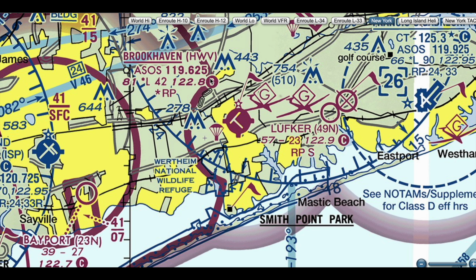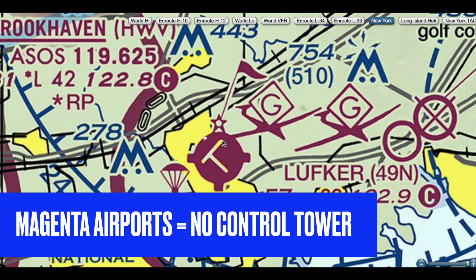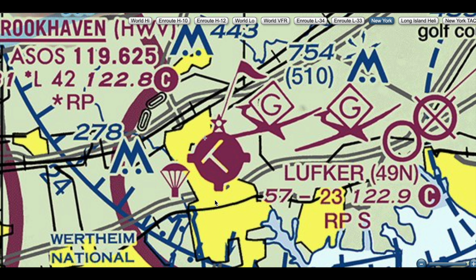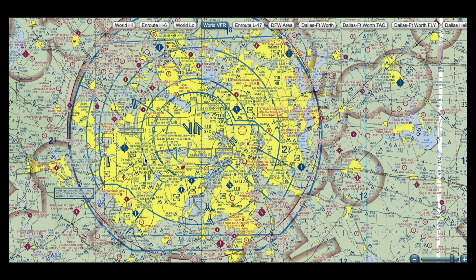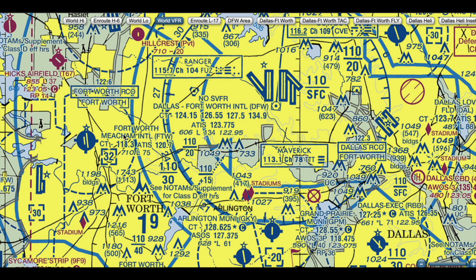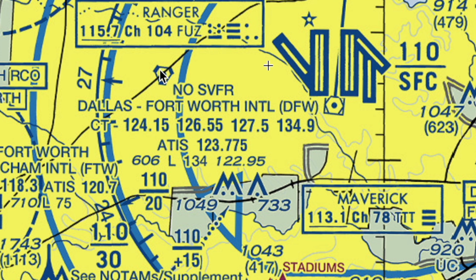Now for the exam, you'll have to know this. Magenta airports do not have a control tower, unlike blue airports which do have a control tower. Notice that there are tick marks around the airport, meaning that there are services such as fueling, and also the star at the very top lets you know that there is a rotating beacon. Now let's go back to the block of information next to the airport so we can continue to explain. Notice that the no SVFR is at the very top, so this must be a busy airport.